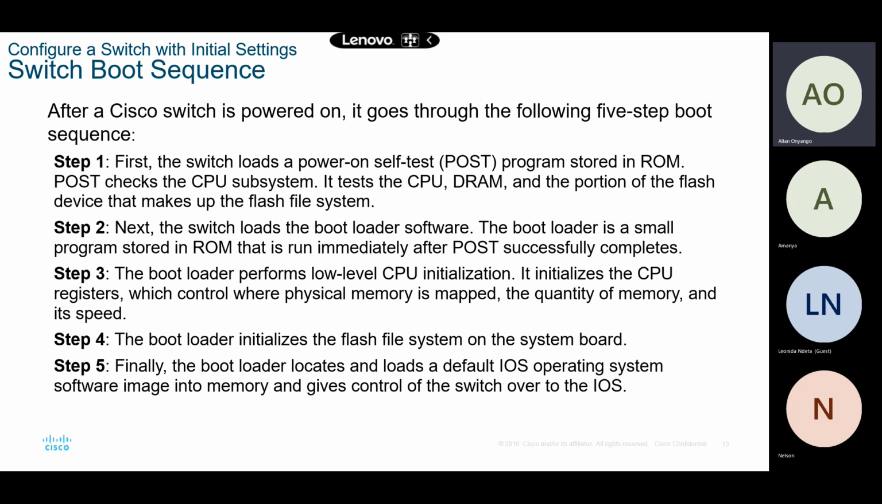The second memory is the NVRAM, the non-volatile random access memory. So in the NVRAM, the file stored there is called the startup configuration file. So the startup configuration file normally is stored within the NVRAM. The third memory is called the flash memory. And in the flash memory, we store the operating system, the Cisco IOS. The IOS software is stored in the flash memory.